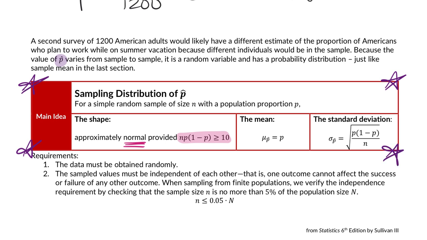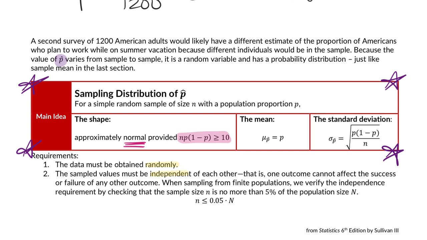Now, to be able to use these formulas, the following 2 requirements must be met. Your data must have been obtained randomly, which goes back to chapter 1 in the ways that you pull samples. So you're just looking for in the blurb that it was obtained in a simple random sample or a random sample of some kind. If you can prove that, then you're good. You can keep using these formulas. The second thing is the sampled values must be independent of each other.